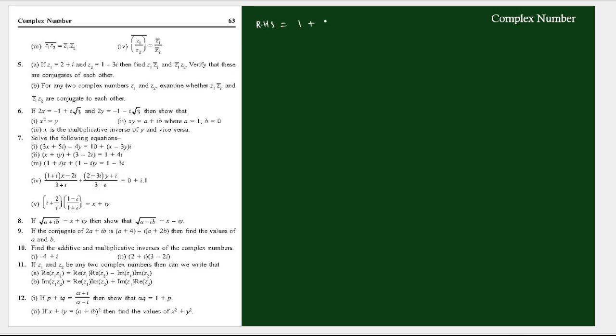RHS: 1 plus p. So 1 plus p is how much? Alpha square minus 1 over alpha square plus 1. Okay, now take the LCM. Alpha square plus 1 plus alpha square minus 1 over alpha square plus 1. See, my plus 1 minus 1 becomes 0. So 2 alpha square over alpha square plus 1.